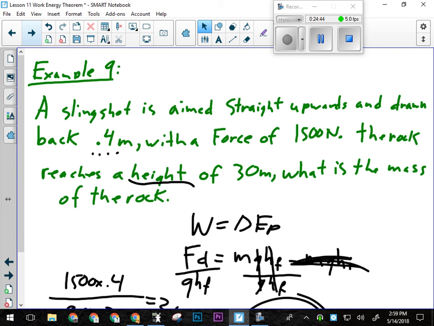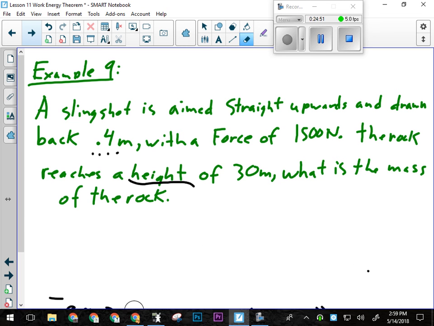Now, this is a very typical one as well. So I want you guys to try this one. This is like slingshot, bow and arrow. They're all pretty much the same. But give this one a try and see if you can figure it out.